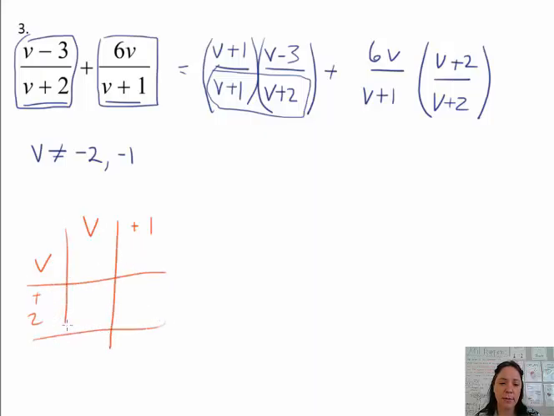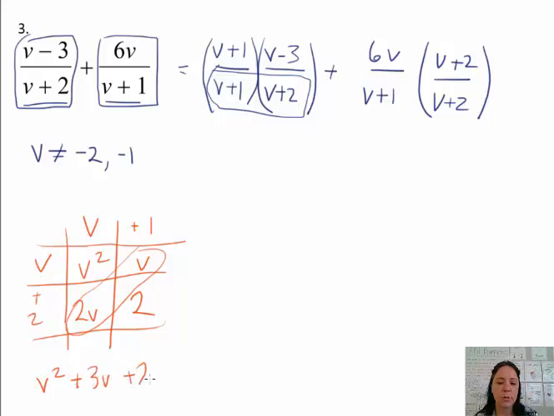We set this up nicely as a grid, and I get v times v is v squared, v times 1 is v, v times 2 is 2v, and 2 times 1 is 2. And then I just collect up my like terms here. 2v plus v is 3v, and I get v squared plus 3v plus 2. So we also have to do that for this one here.